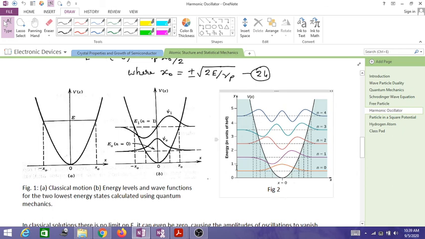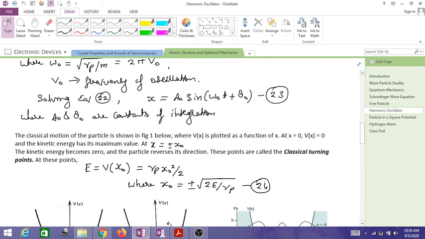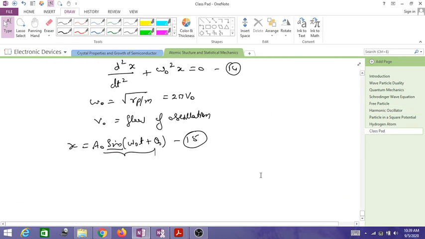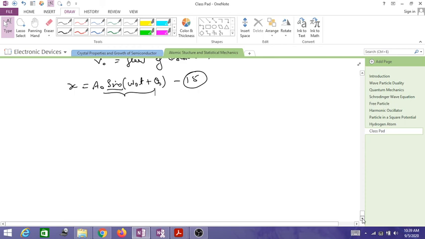Okay. So this is the wave equation that we have obtained from this sinusoidal equation for the x direction. So continuing with our statements, the classical turning point can be written as E is equal to V of x naught, which is equal to gamma p x naught square by 2, where x naught is equal to plus or minus root of, the same equation rearranged, gamma p. Let me call this equation number 16.